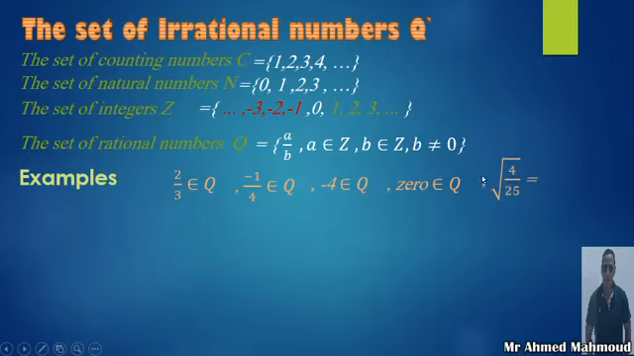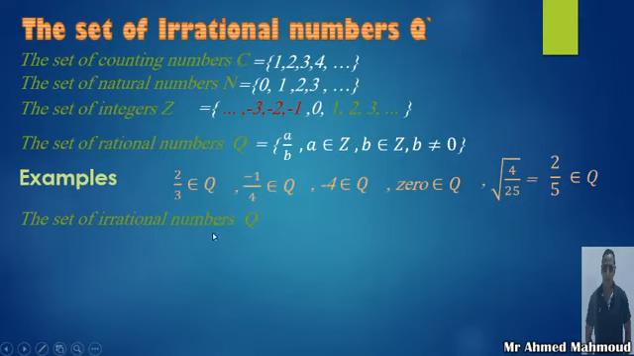If we have a root like this, first we need to find the value of the root, which is equal to 2 over 5. 2 over 5 here is a whole number over a whole number, then 2 over 5 is a rational number. Next, we are going to study the set of irrational numbers, which is denoted by Q dash, which is the main set in this lesson.